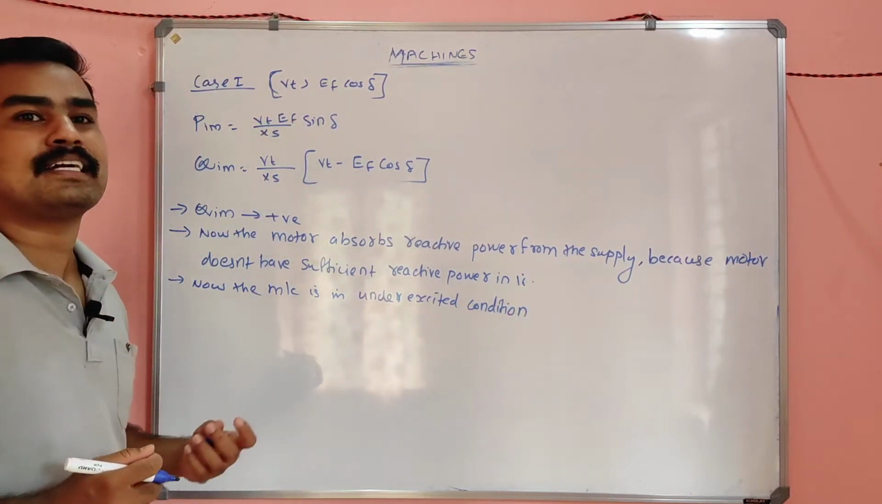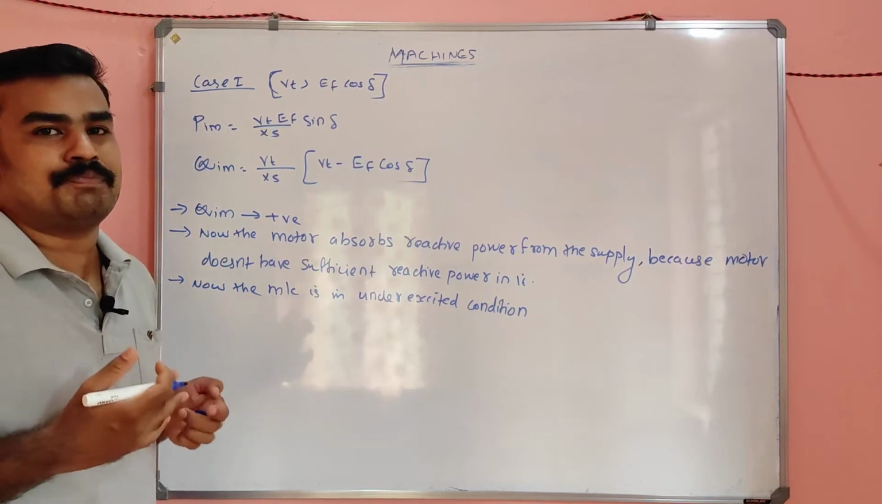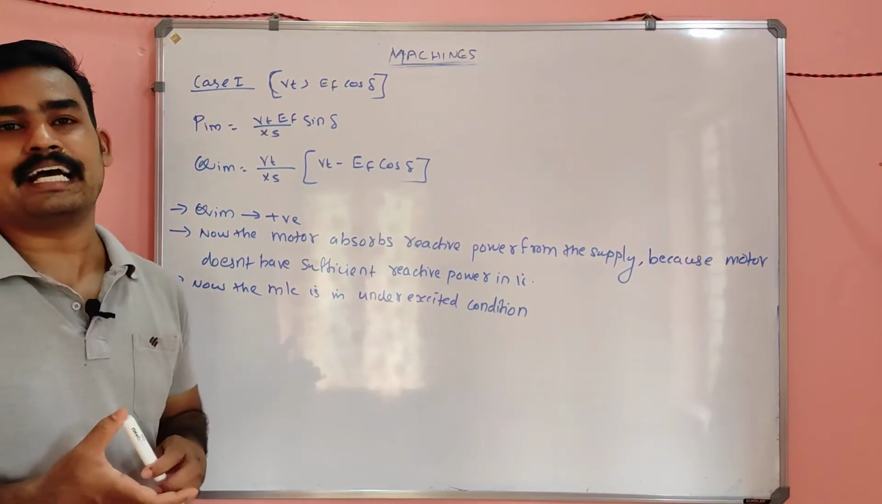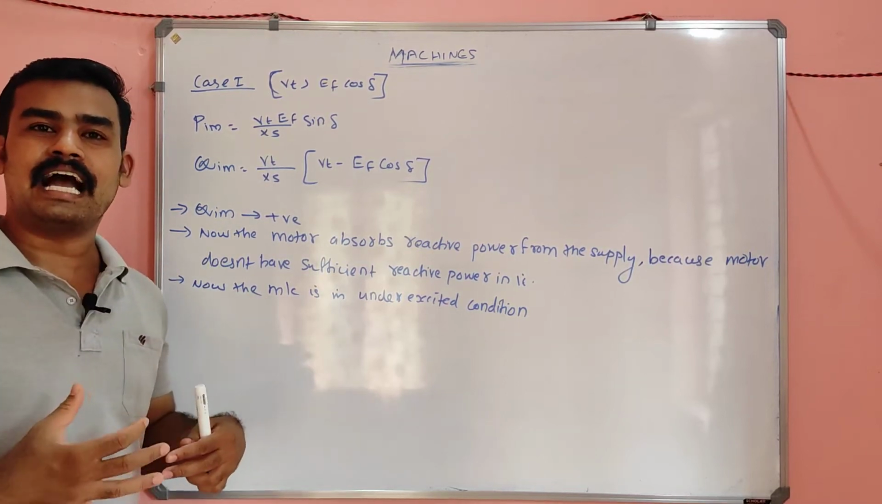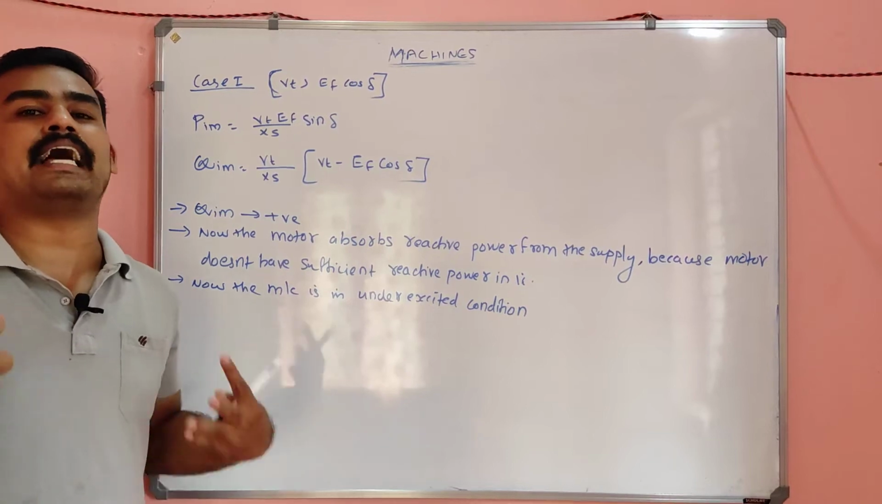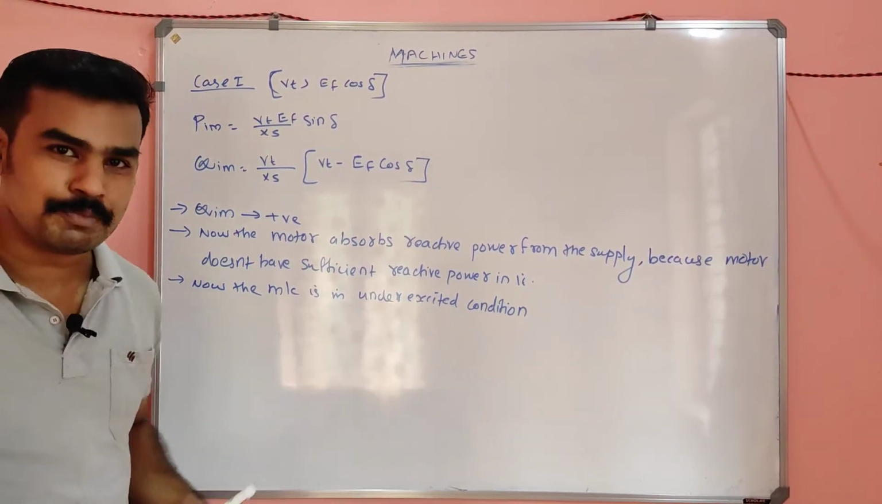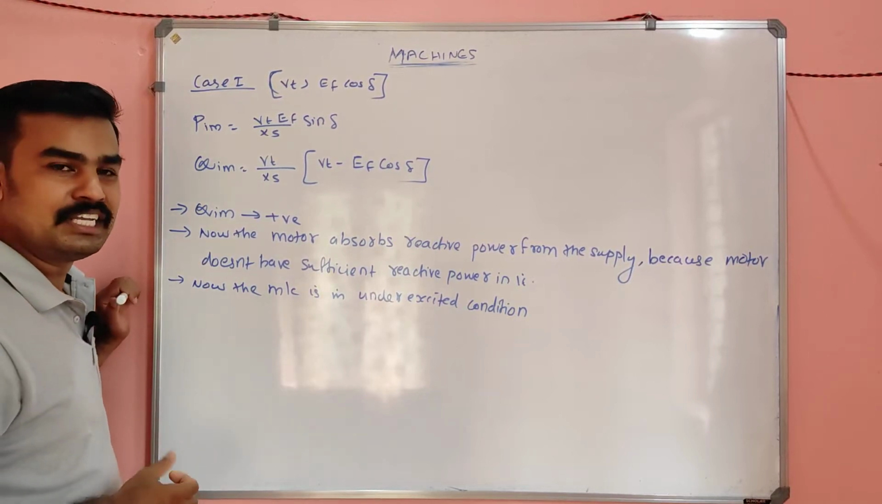Because the excitation controls the reactive power now. If the machine doesn't have enough reactive power, then only it has to absorb from the supply. So the machine itself is in under excited condition. That is the reason why the machine doesn't have sufficient reactive power in it. So now the machine is in under excited condition.